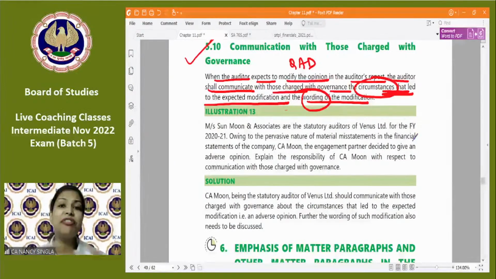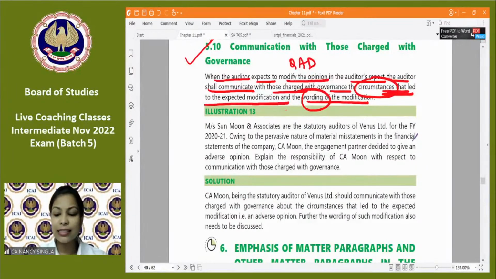So see, if the bifurcation of loans into long term and short term is not given, the company has not complied with the provision of the Companies Act, so this is material, but it is not impacting my financial statements as a whole. So this is not pervasive. So a qualified opinion may be given. Okay?